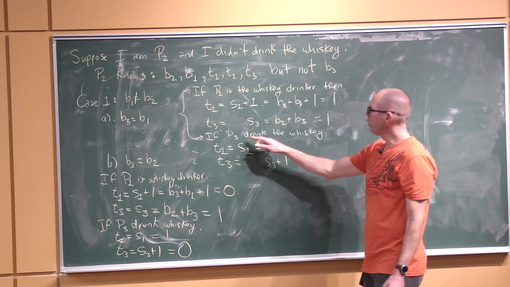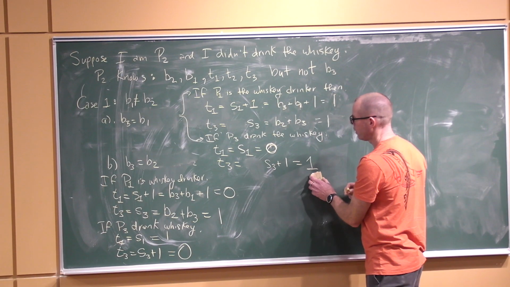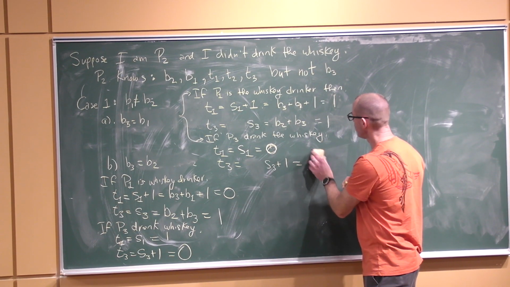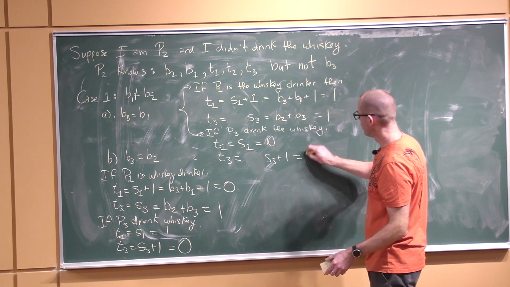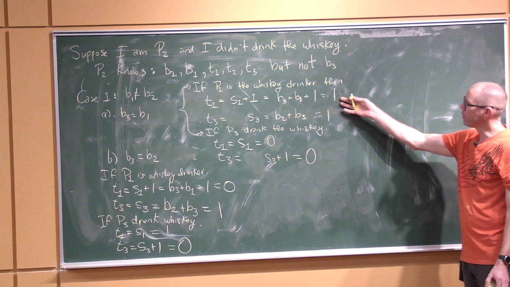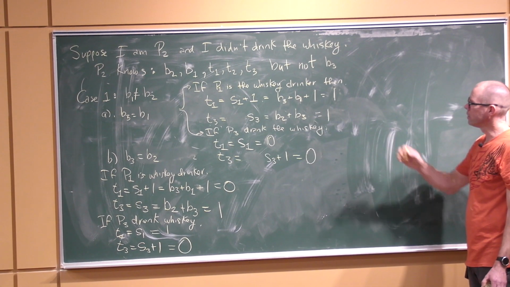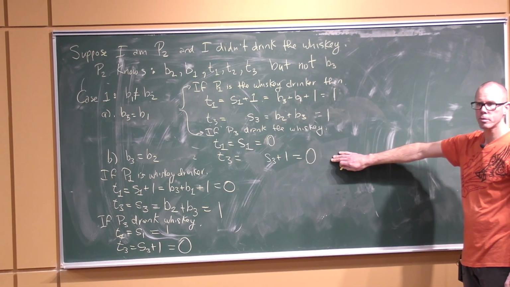On the other hand, if P3 drank the whiskey and the other one didn't, then both of these change to zeros. You evaluate the same thing, and you get zeros instead of ones.